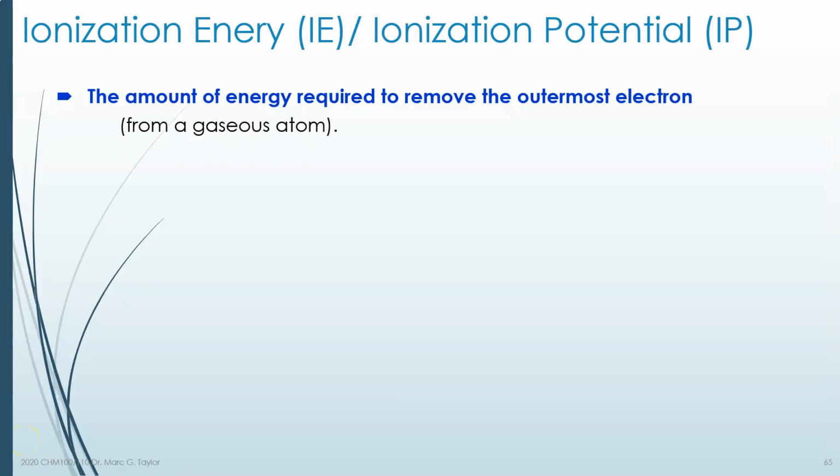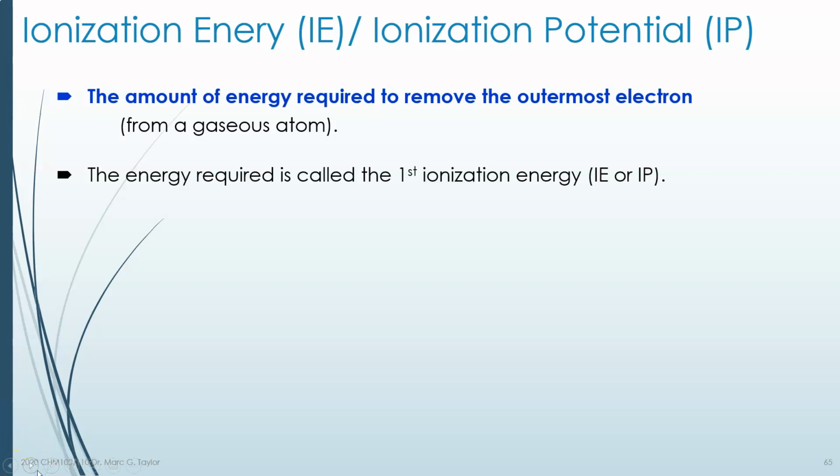So the second trend I wanted to discuss was a trend in a property called ionization energy, also known as ionization potential. These are abbreviated as IE or IP. They mean exactly the same thing. This is the amount of energy required to remove the outermost electron, typically from a gaseous atom. It's referred to as the first ionization energy if you're removing just one electron.